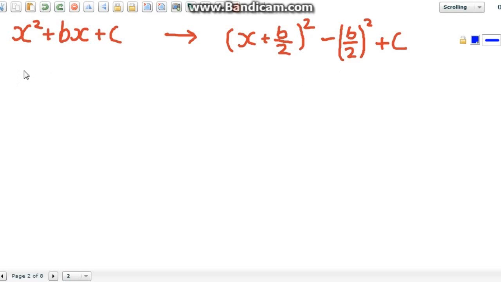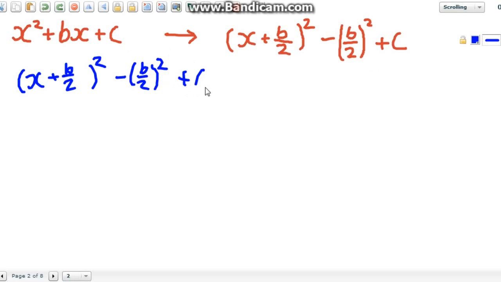So the first thing you do is put in brackets x and leave a space and it's all squared. The second thing you do is take your value for b and half it, hence the b over 2. The next thing you do is take this value, square it and take away from the whole thing, hence this part. And then you add your c back onto the end.